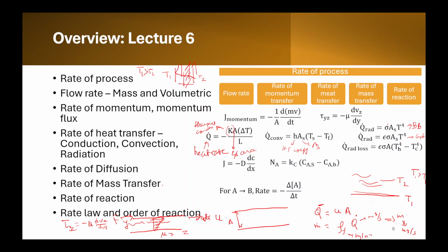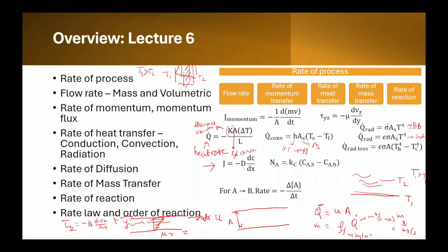Next, the rate of diffusion. Diffusion rate is given by Fick's law, as shown here. This is the mass flux, which is equated to the negative of diffusivity times the concentration gradient.